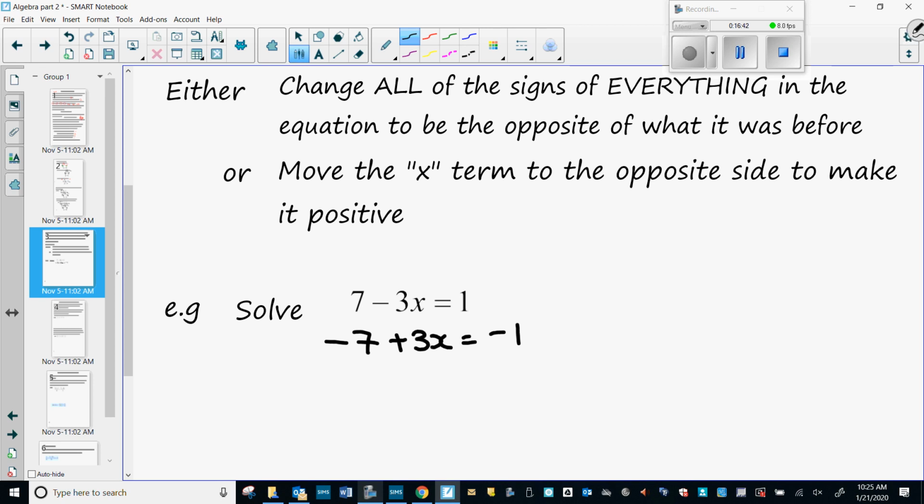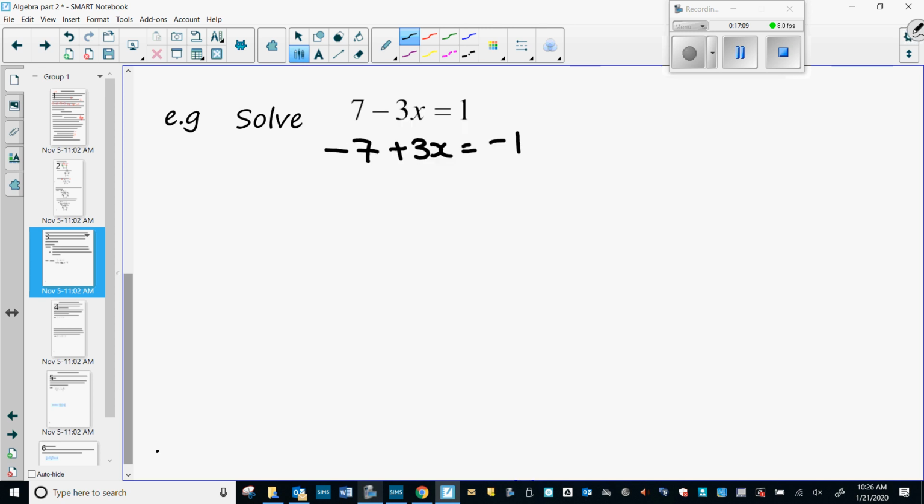Now, you are allowed to do that because we have changed everything to the opposite. You are not allowed to just change one thing. So we can't just change the question to be 7 plus 3x equals 1, because that's just changed everything. But we are allowed to do what we've just done. Now, the reason I do that is because now my x is positive, and I'm less likely to make a mistake. Well, I hope.